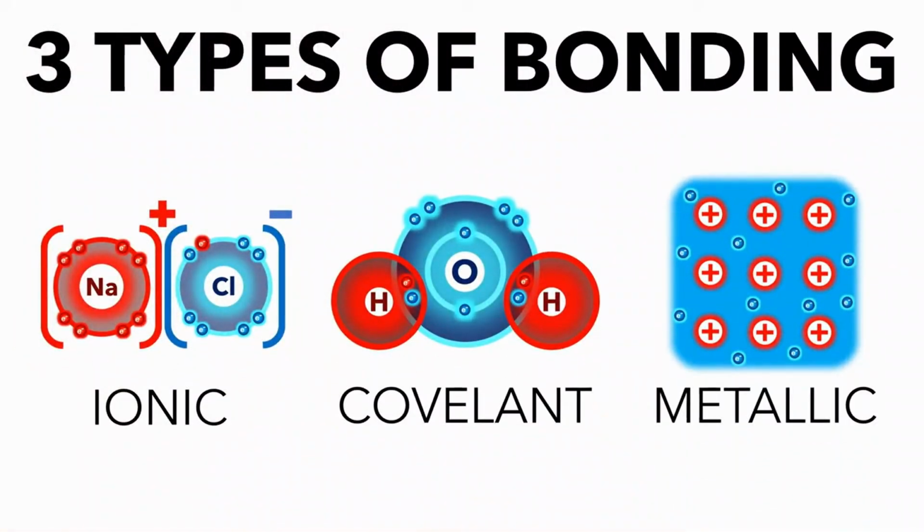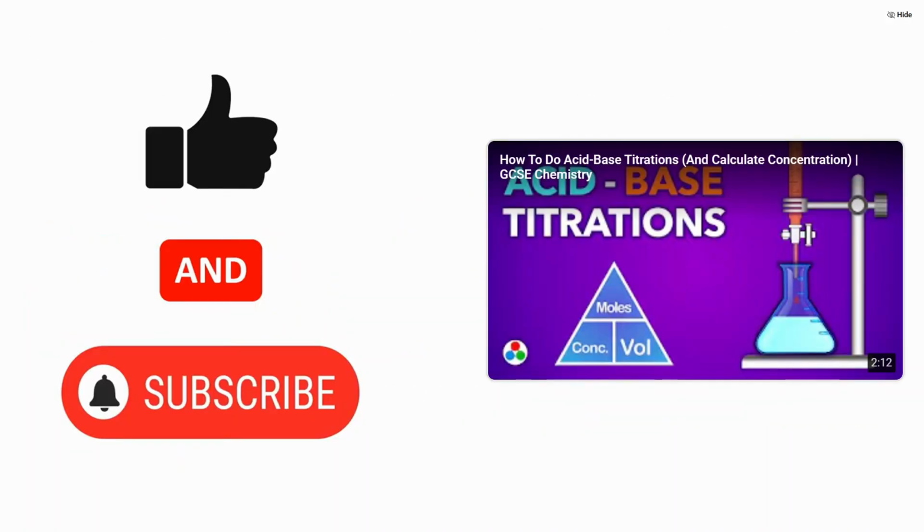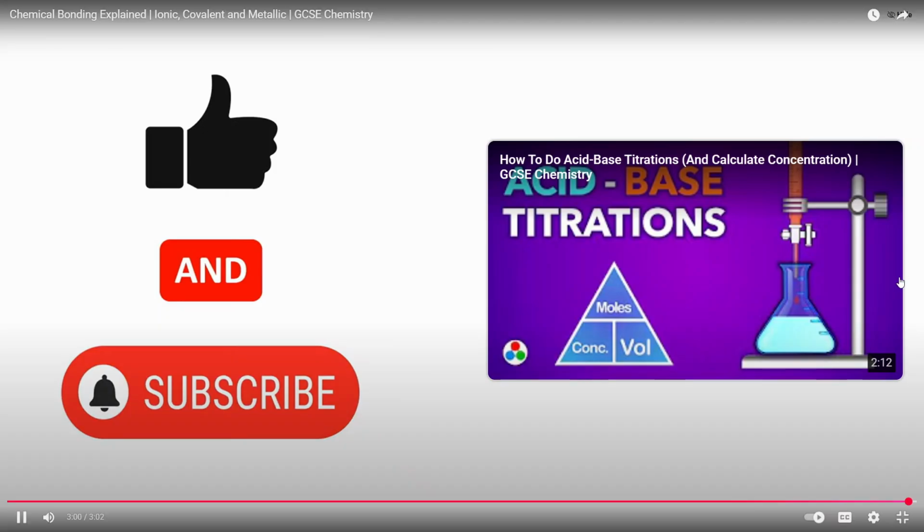So these are the 3 types of bonding. For a closer look at covalent compounds with some examples, see the following video. And don't forget to like and subscribe.